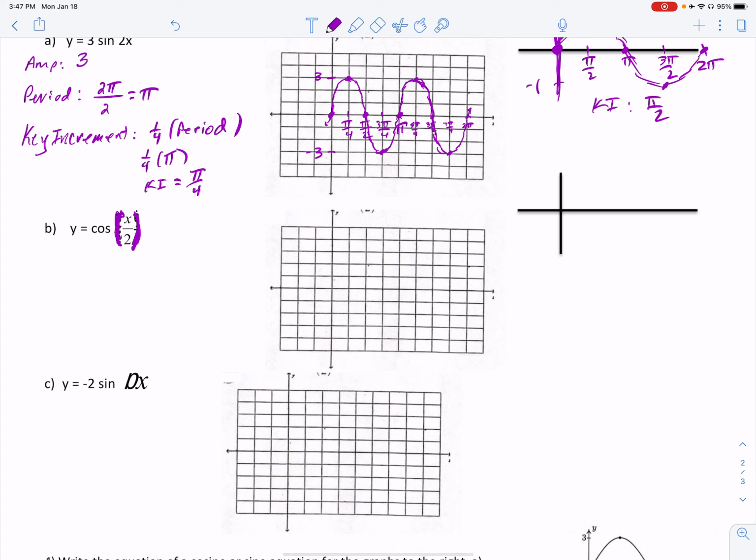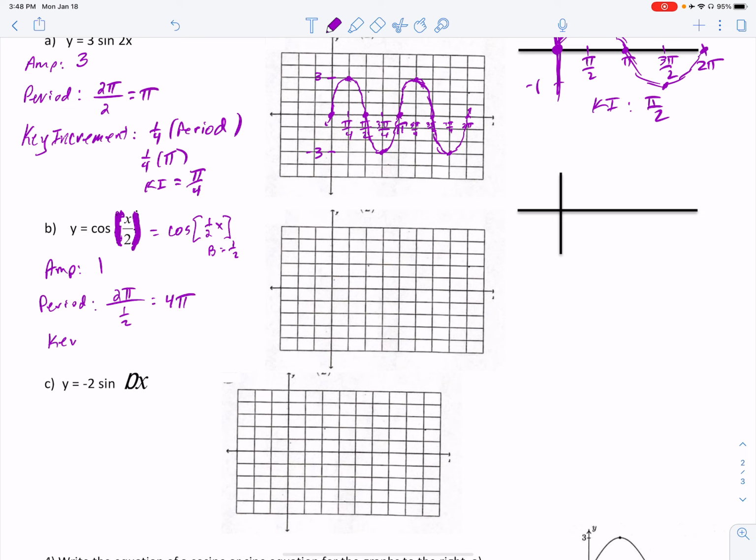And so for the cosine of x halves, the amplitude is just 1, so it's just going to be going from -1 to 1. But for the period, we need to think of this as the cosine of 1/2 x, so that b is 1/2. You find the period by taking 2 pi divided by b, and if you take 2 pi and divide by 1/2, you end up multiplying by 2. And so the period is 4 pi.